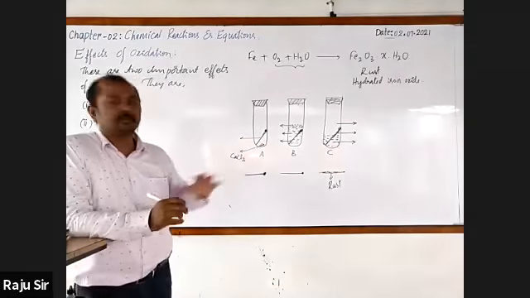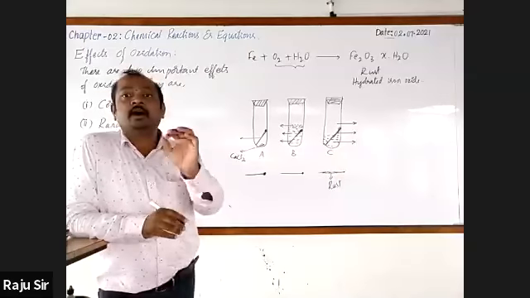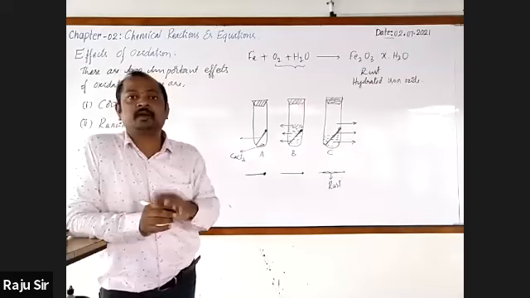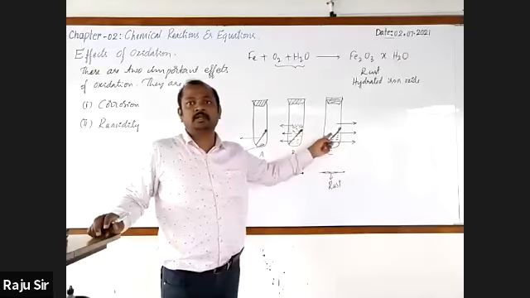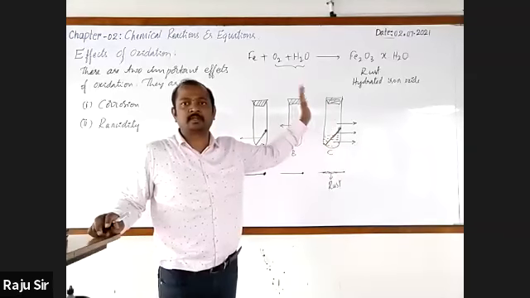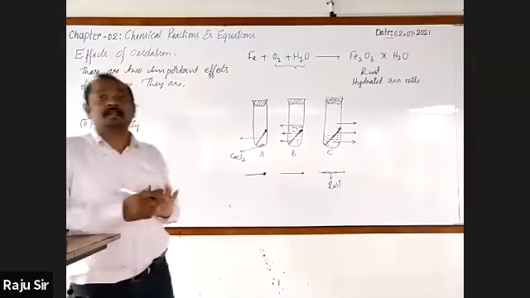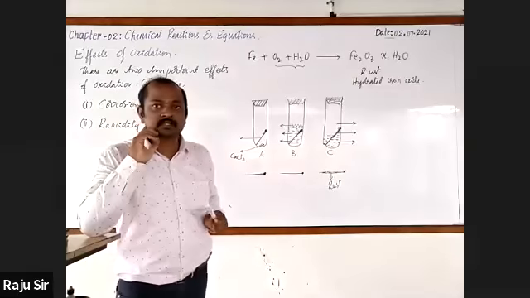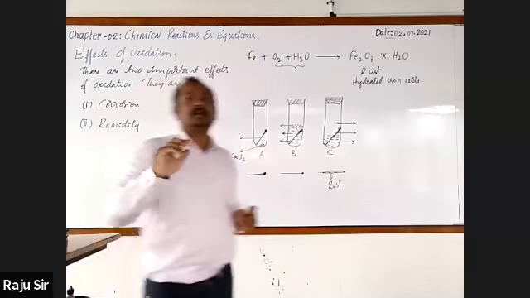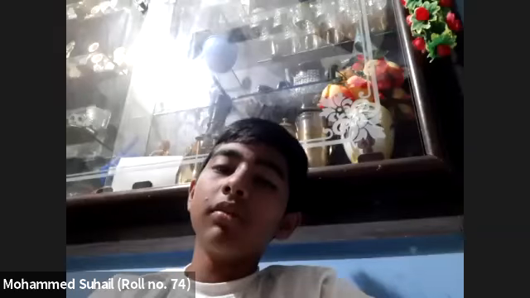So from this activity, we can notice that iron gets corroded or rusted only in the presence of oxygen and water. There must be water as well as oxygen. Then only it gets rusted. Did you understand?